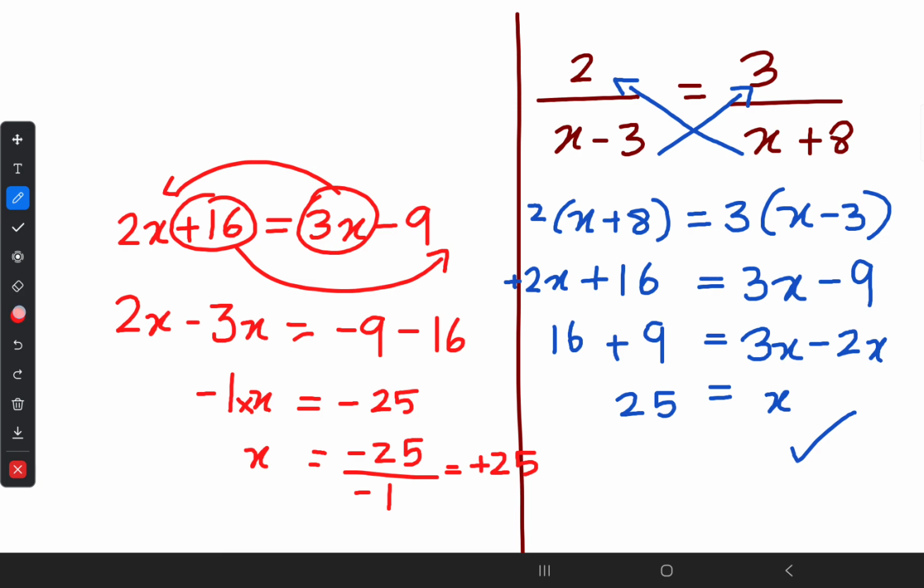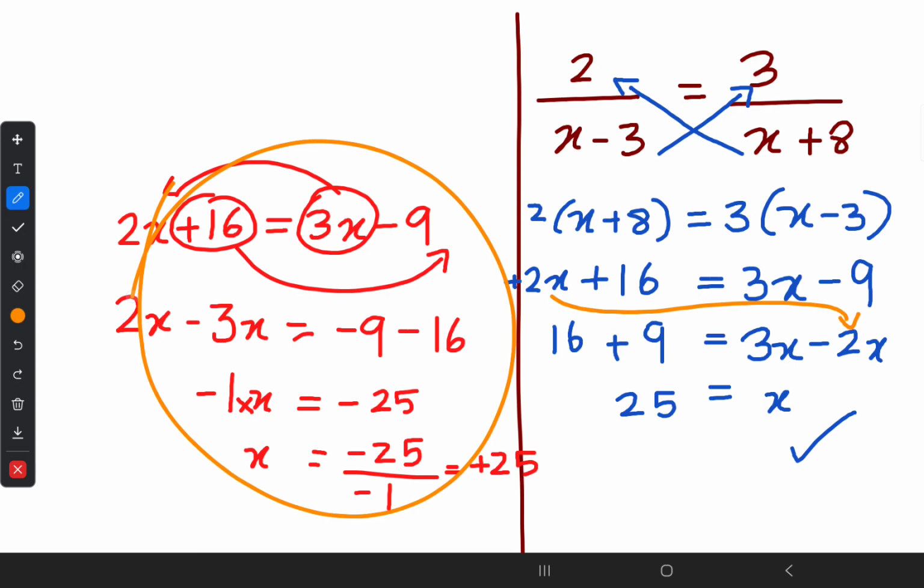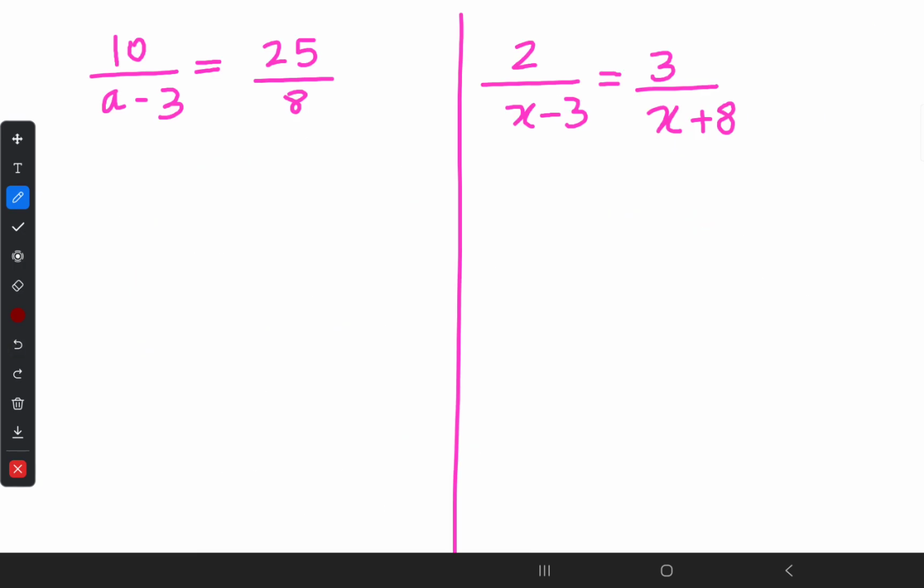So to avoid these complications only, I brought this one, because 3x minus 2x will give you a positive quantity for x. So you can simplify that. To avoid these negative complications, I just moved the positive 2x to the side where the 3x term is. You can use this method as well, but you have to be careful with the directions. Let's have a look at question 1.